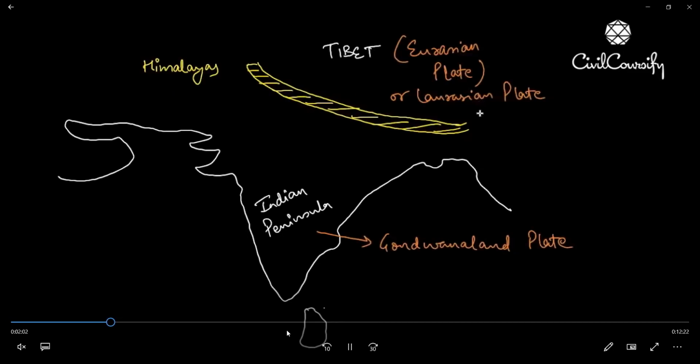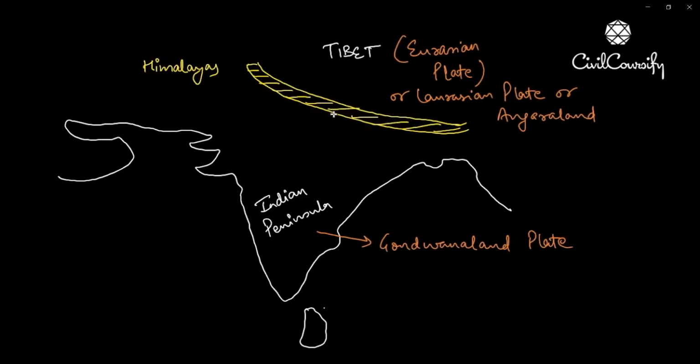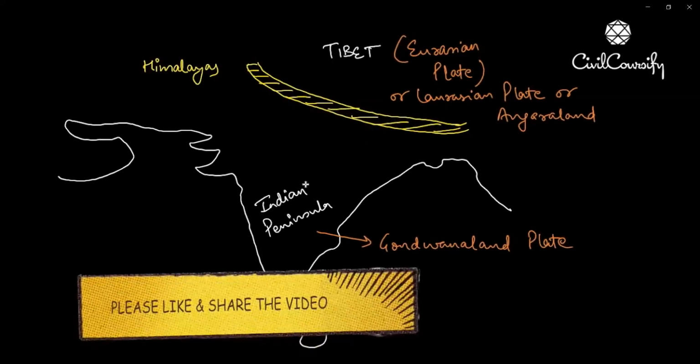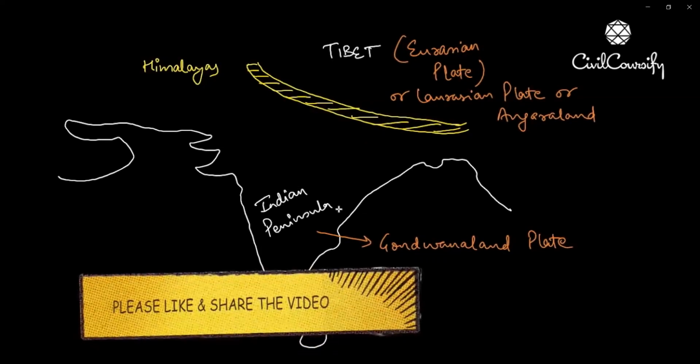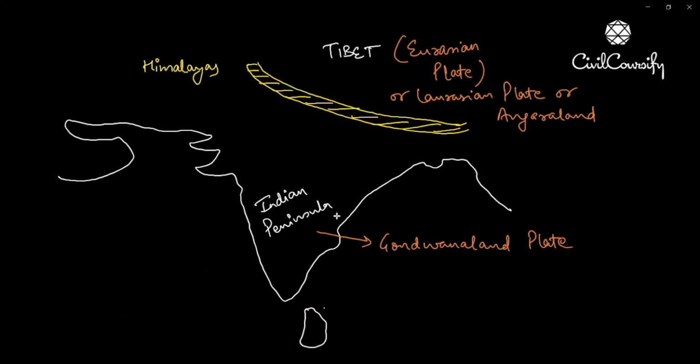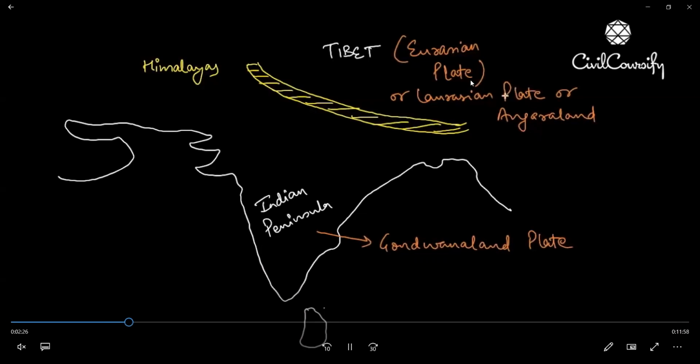The Indian Peninsula itself was a part of Gondwana land, and when Gondwana land split up, it became a part of the Indo-Australian plate. Now let us just see what exactly happened because of the collision of these two plates. So we have the Eurasian plate in the north and the Indo-Australian plate, or the Gondwana land, in the south.